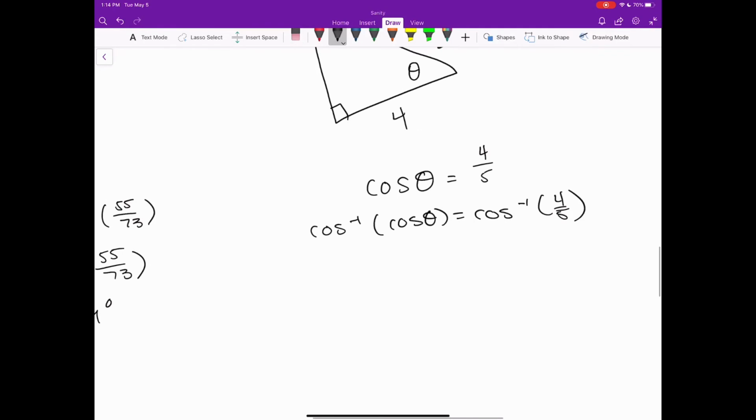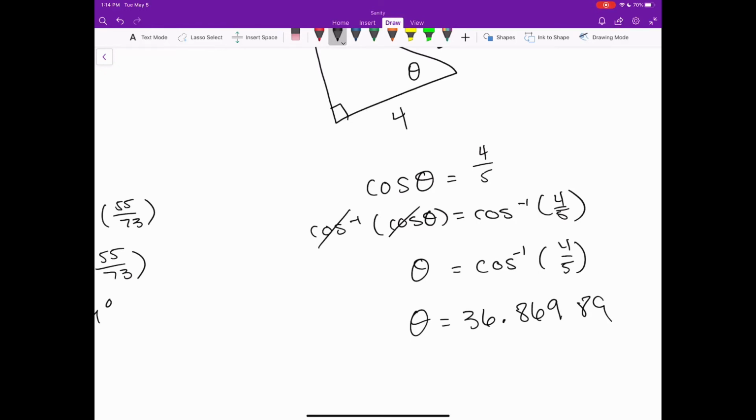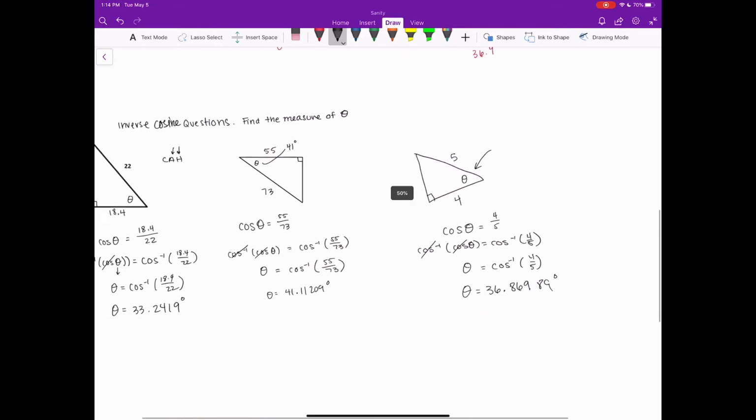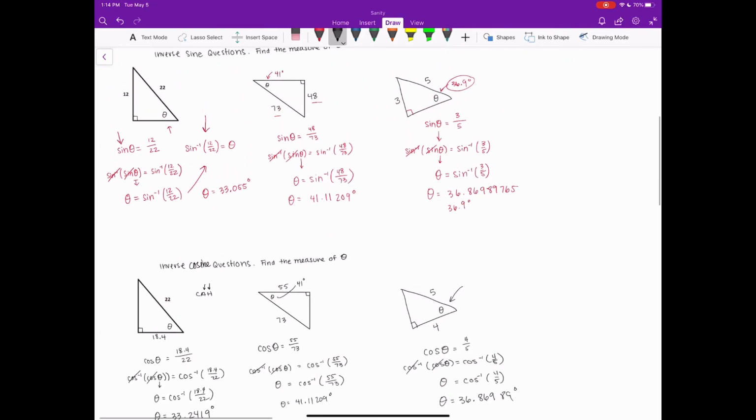And that cosine inverse and cosine are going to cancel out. I'm just left with theta equals cosine inverse of 4 over 5. You plug that 4 over 5 into your calculator for the cosine inverse, and you're going to get a theta of about 36.86989 degrees.